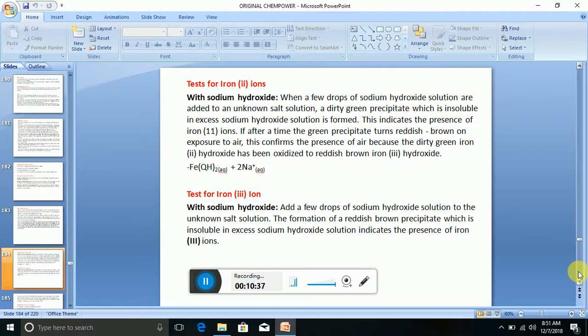Test for iron(III) ion with sodium hydroxide. Add a few drops of sodium hydroxide solution to the unknown salt. The formation of a reddish brown precipitate, which is insoluble in excess sodium hydroxide solution, indicates the presence of iron(III) ions.